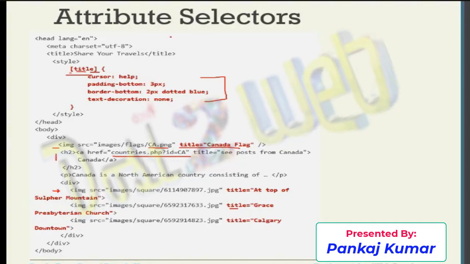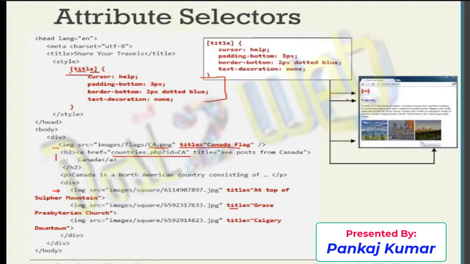That means it is the attribute selector, and this will be helpful for your images or your hyperlinks. You can see the example here. The moment the mouse is over the title, you can see it appears differently. This is the way we can define it.